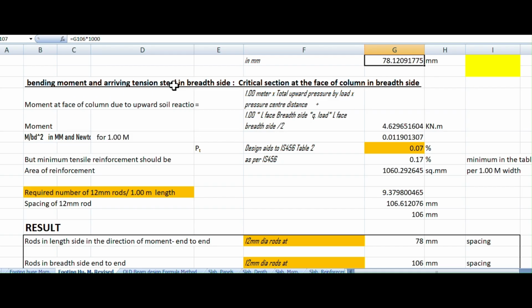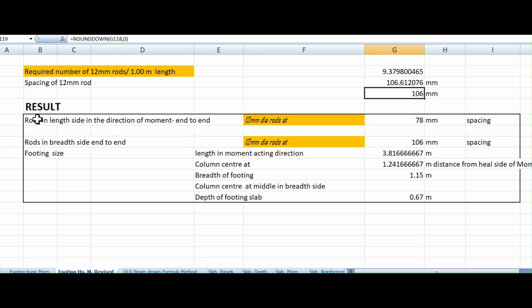Bending moment, and arriving at the tensile steel in the breadth side, thus we are calculating the breadth side. Similarly, with the same type of formulas, we are arriving at 12 mm rod at a spacing of 106 mm. So this is the result, given in this box. Rods in the length side: 12 mm diameter rod at 78 mm spacing. Rods on the breadth side: 12 mm diameter rod at 106 mm spacing.